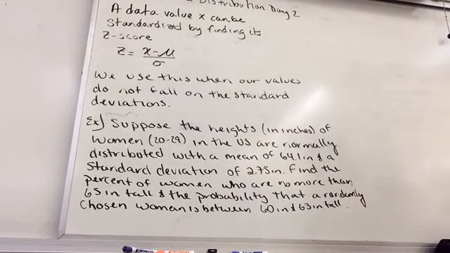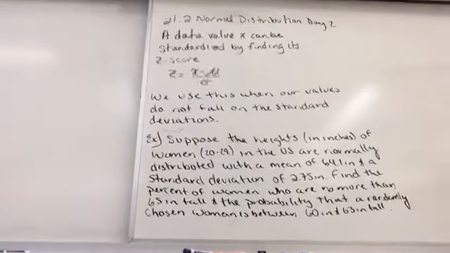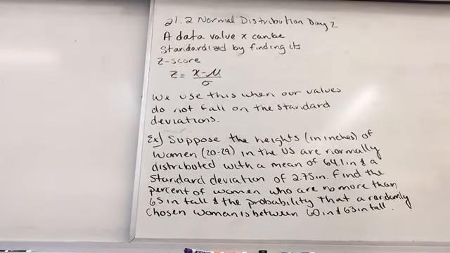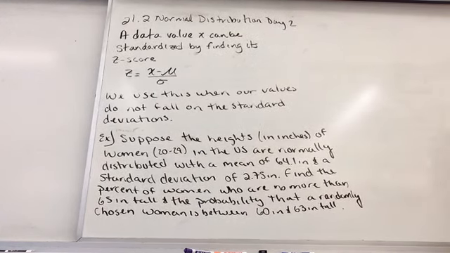All right, so this is normal distribution day 2. A data value x can be standardized by finding its z-score. Sometimes when things don't fall on standard deviations like they did in the last one, we want to be able to figure out how to compare them and where they are. So we use a z-score, which is your value minus the mean, that's what that little u is, that's mu, divided by the standard deviation. We can standardize things by using that.